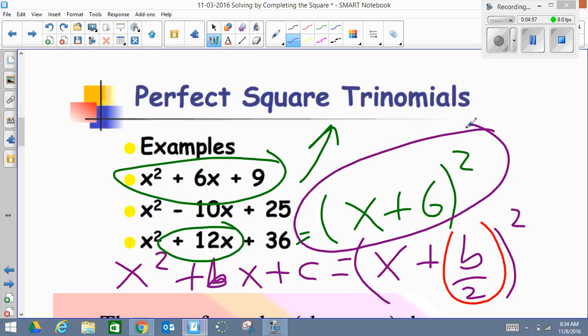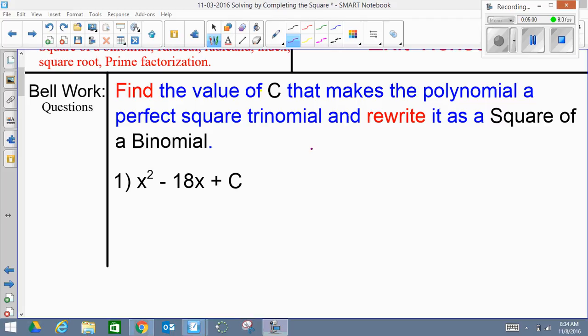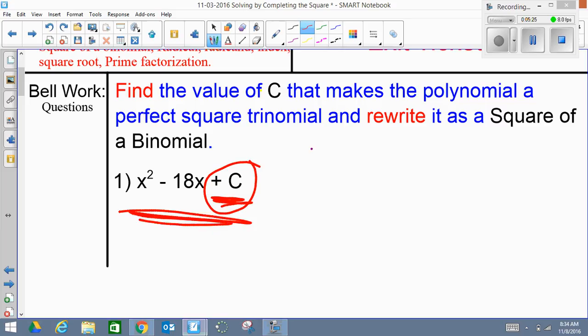Let's proceed. Now that we're familiar with those terms, the perfect square trinomial and square root of binomial, let's proceed to find the value of c. Here I have a trinomial, but my constant is missing: x squared minus 18x plus c. The question is, find the value of c that will make the whole trinomial a perfect square trinomial.